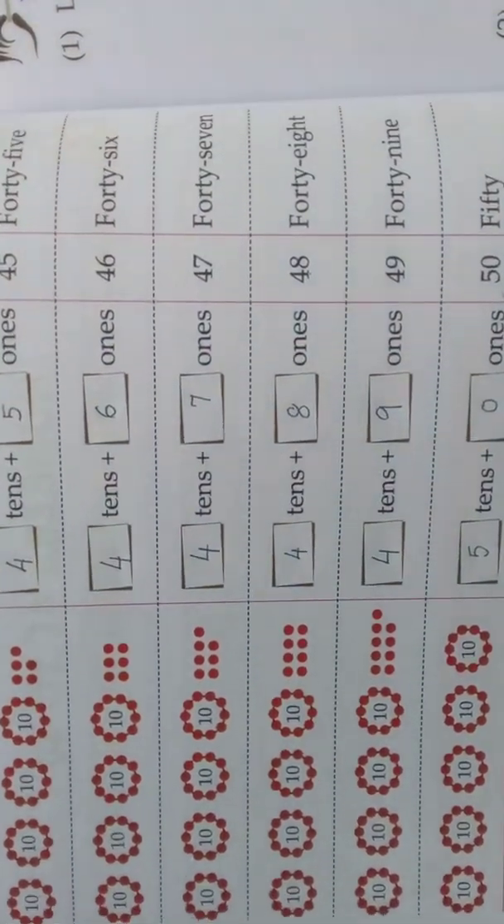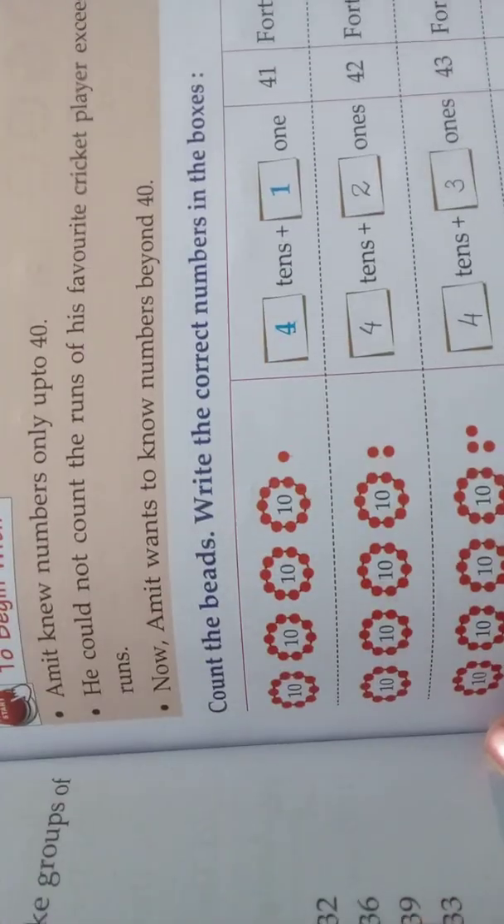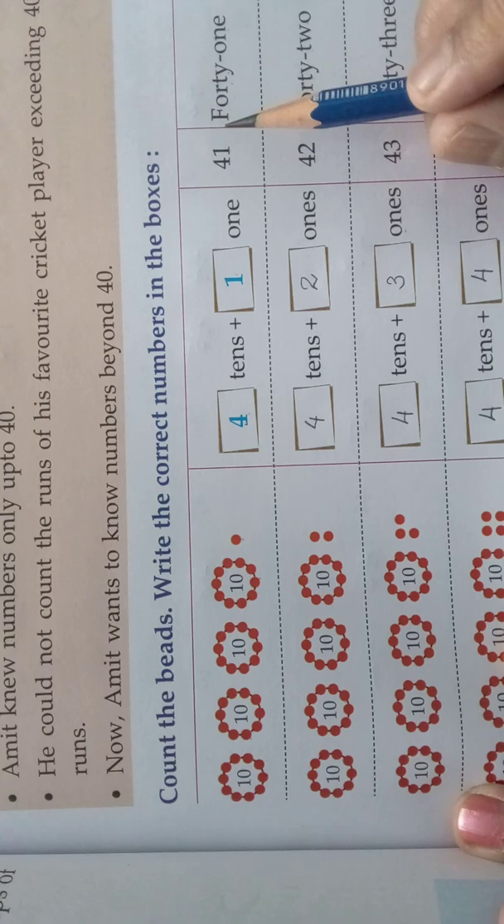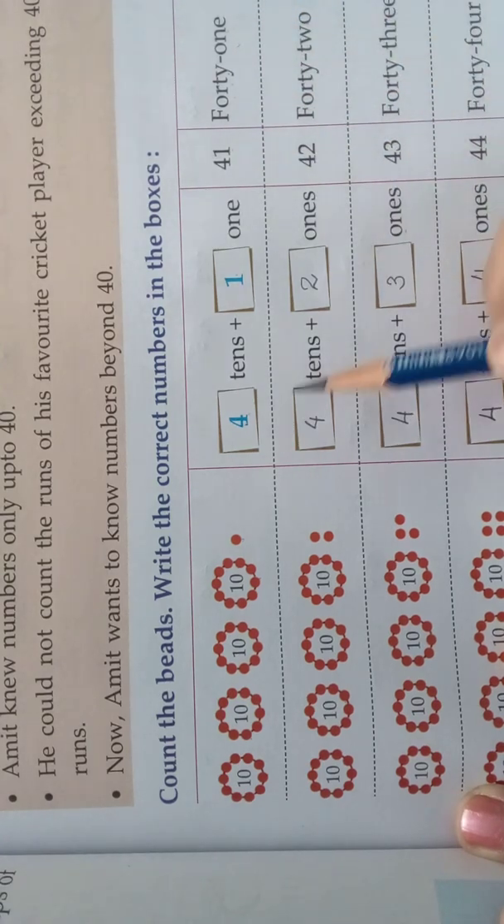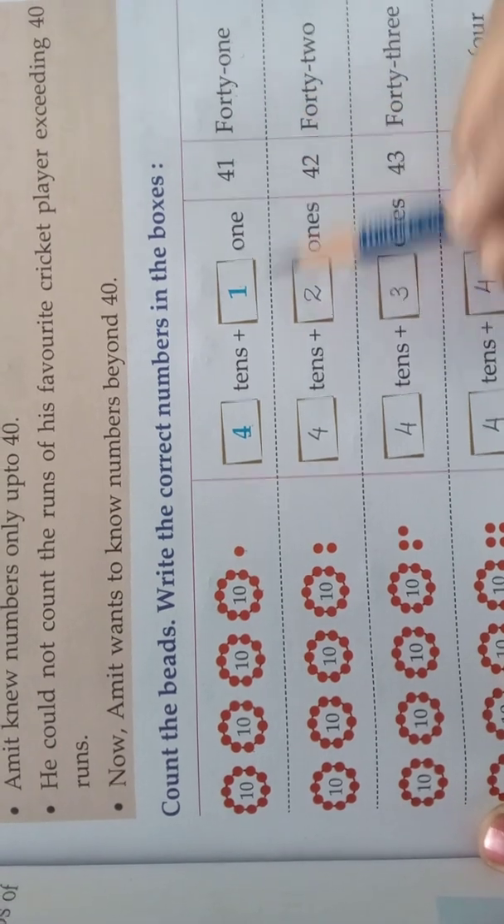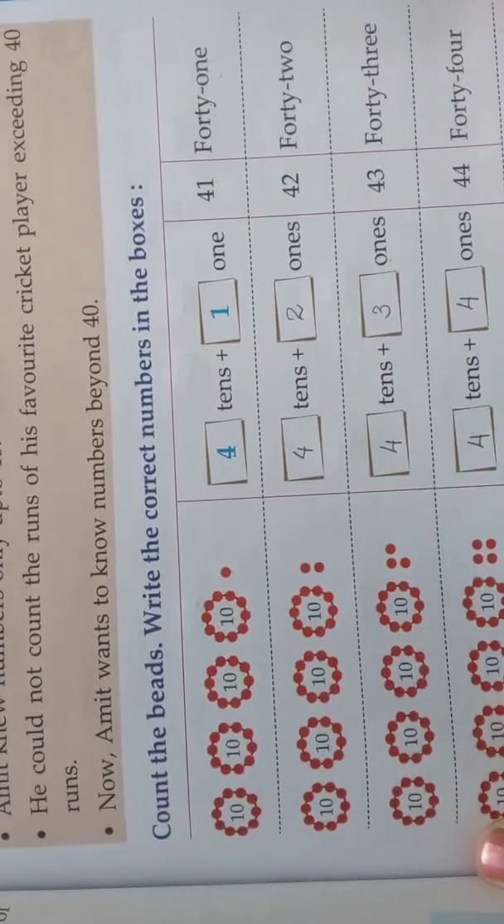Go to the front page. See here, what you should do? You should write the number name and write like this: 4 tens plus 1 makes, like that you should write in your classwork, okay children, so that you can read that.